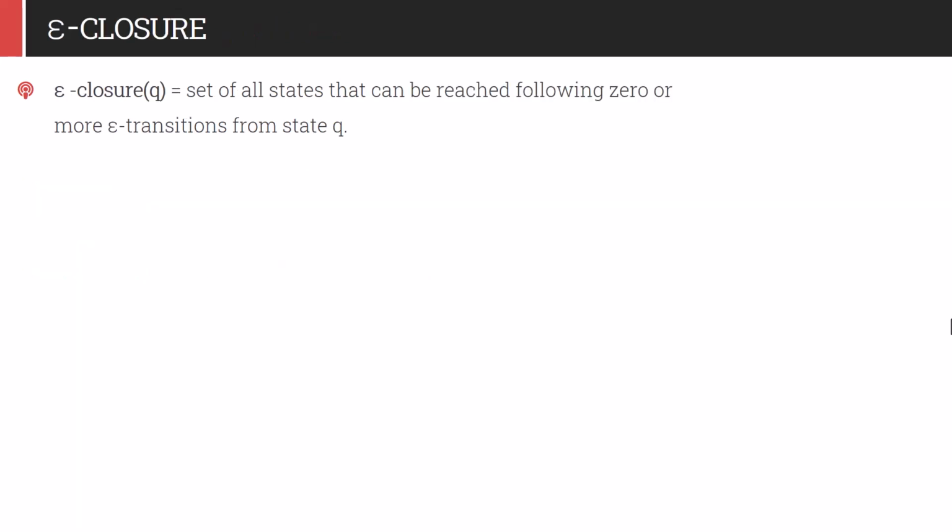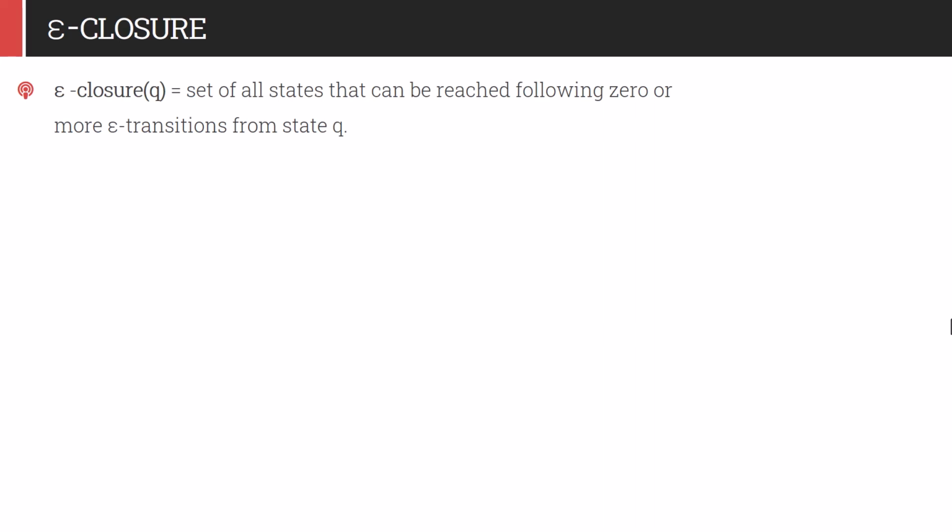To convert epsilon NFA into NFA, we need to find out the epsilon closure of all the states. So let us first understand what epsilon closure is. The epsilon closure of any state Q is the set of all the states that can be reached following 0 or more epsilon transitions from state Q. So given any state Q, to find the epsilon closure, we have to find the set of all the states where we can move from state Q just by reading epsilon. That forms the epsilon closure of state Q.